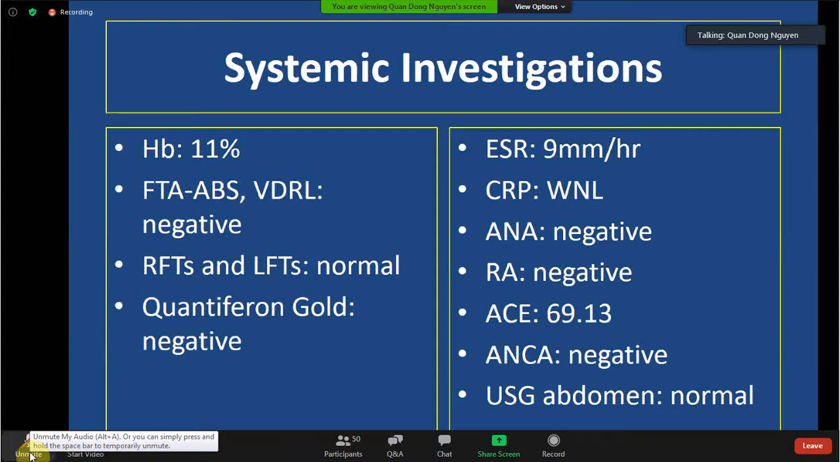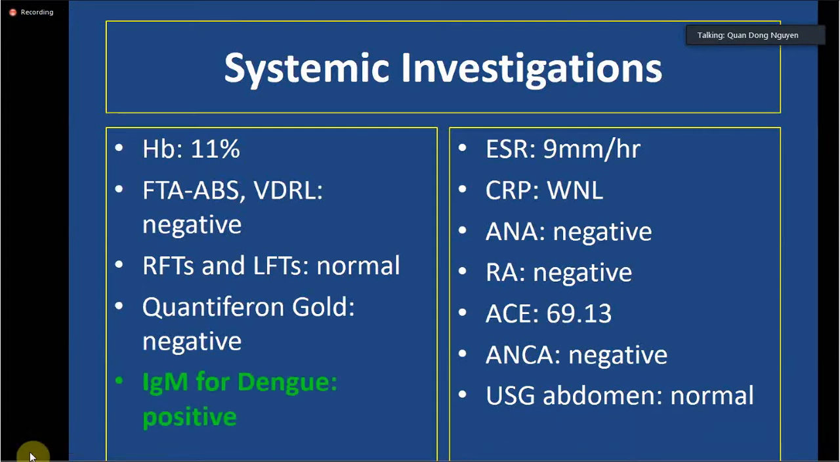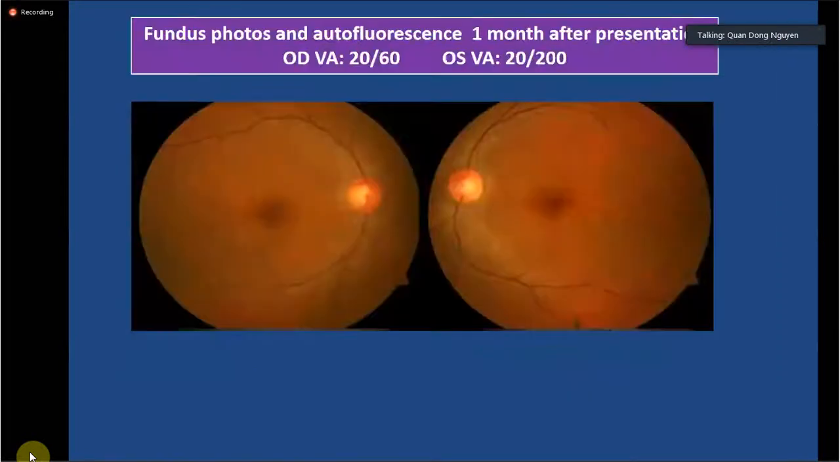So the test that we did not suspect carefully in here is a test for dengue fever. The IgM for dengue was positive in this case, and this was done after a while, when we thought about it and debated back and forth. We got some help from people locally to try to figure this out. So this patient is IgM positive for dengue fever.